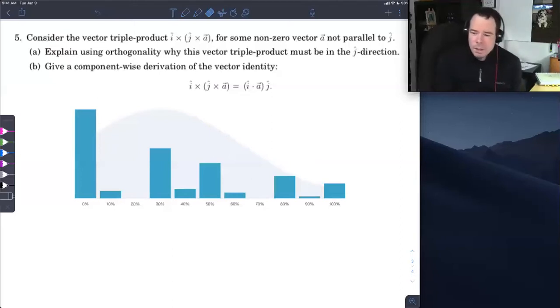Part B was a component-based calculation. So just write down what i is and j is and an arbitrary a vector, and then do the calculation.